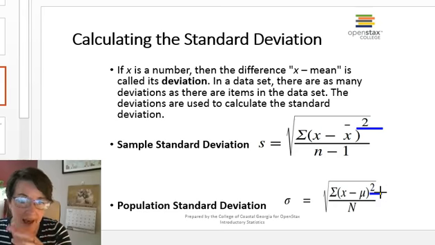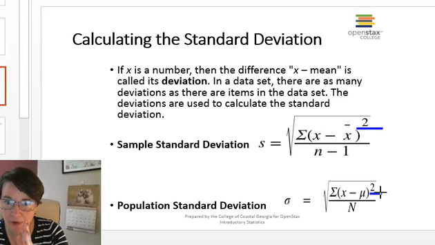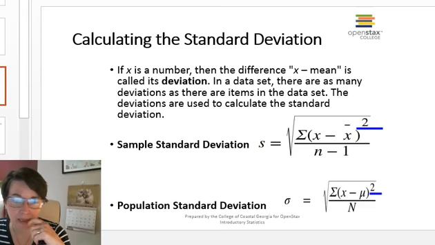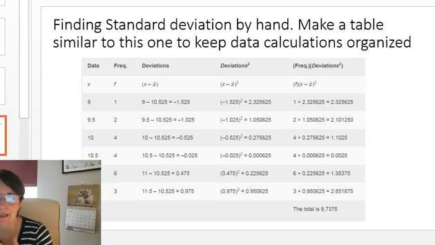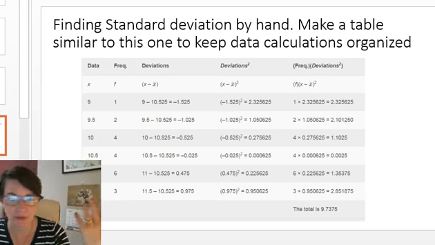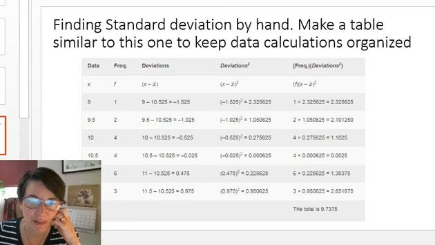So after I have all of the pieces of data, subtract the mean from them, then I'm going to square that resulting number. If you kind of remember this or write it down or have your book handy, look at the next screen, this is how I do it by hand.